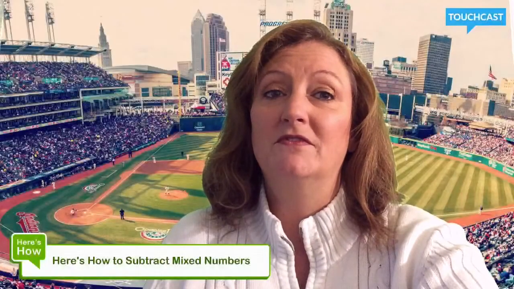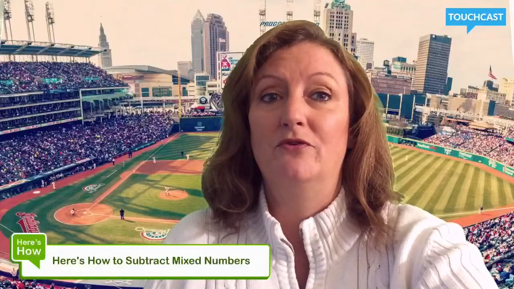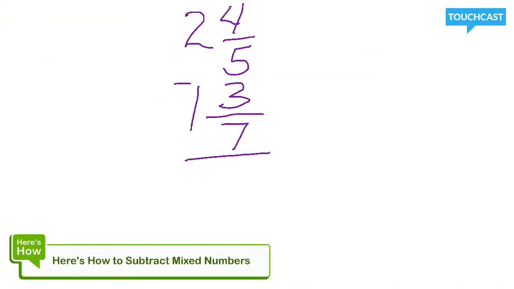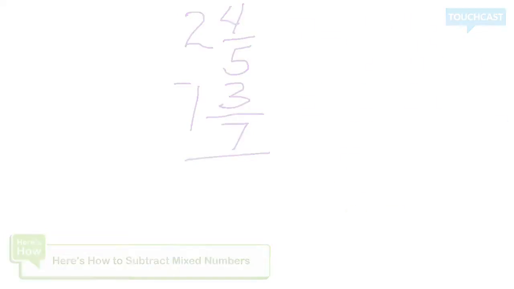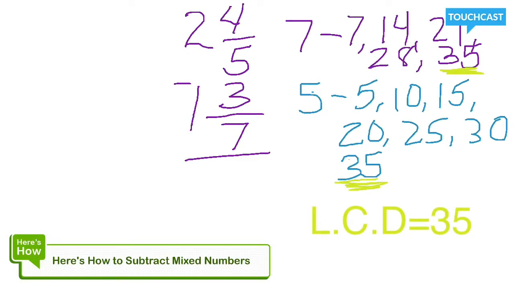The first one is an example of subtracting mixed numbers with no regrouping. Let's use the example of 2 4/5 minus 1 3/7. We will first find the LCD by listing the multiples of 7 and 5. Okay, so I have written out my multiples for 7 and 5, and I have found that my new common denominator will be 35. I'm now going to create my equivalent fractions using the denominator 35.